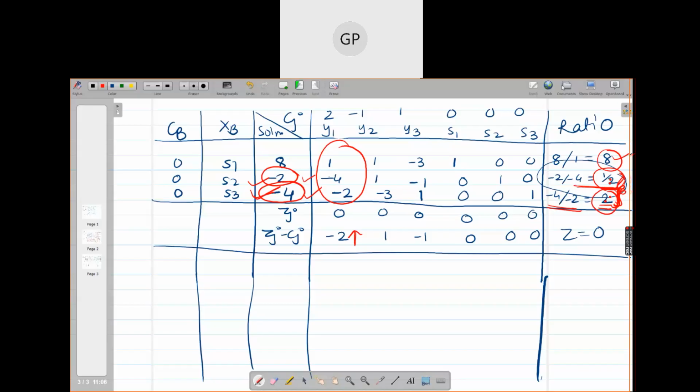Do you understand this now? This is one more thing you need to understand and remember, that if the solutions are negative, corresponding ratios you have to neglect. Okay? So I am left with which choice now? This choice. Do you understand?